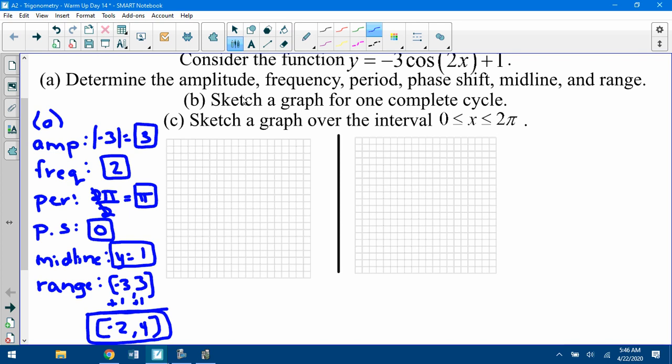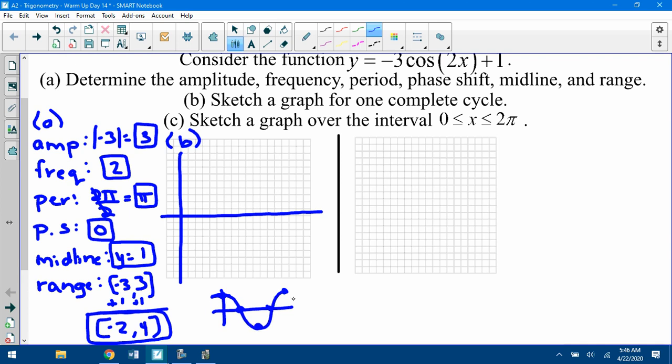B, sketch a graph for one complete cycle. We'll do B's graph right here. So one complete cycle is how I would normally tell you to graph it, regardless of if it says a cycle or over an interval. Start with one cycle. And it's cosine. So what's regular cosine? Where does it start? Below the midline, on the midline, or above the midline? Above. And it goes on the midline, below the midline, on the midline, and above the midline. So here our midline is y equals 1. So graph that first.